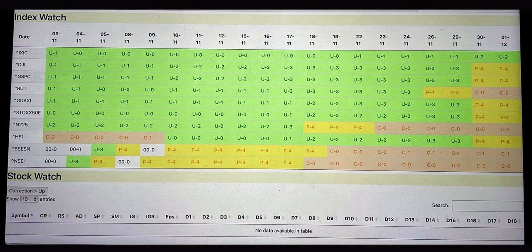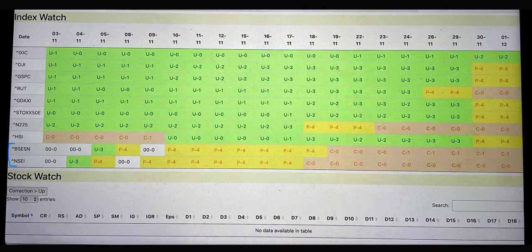As we clearly see here, the last two rows, the NSE and the BSE, right? Out of four major Asian markets, these two markets are under pressure, right?